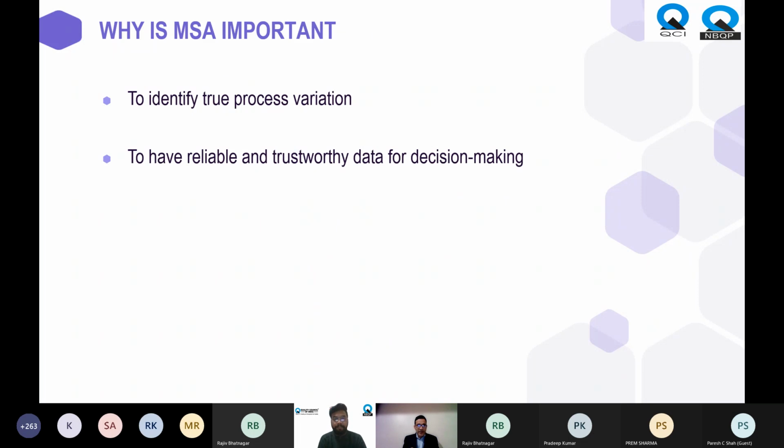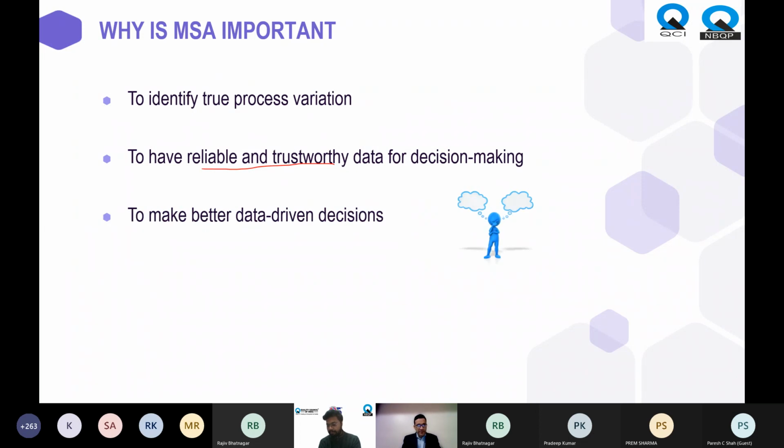And second thing, to have reliable and trustworthy data for decision making. So my customer is saying, you make this piece and I am accepting this, let's say, 0.5 plus minus tolerance. So based on the customer voice, customer information, I have started making the piece in my industry, capturing data, and starting measurement analysis. The second point is saying, whatever data I am getting, this MSA will tell me whether that data is reliable or not. That's why it becomes important to have MSA for our industry, and to make better data driven decisions.